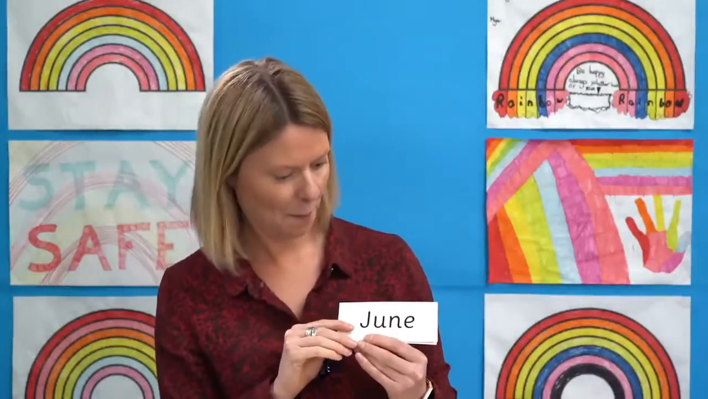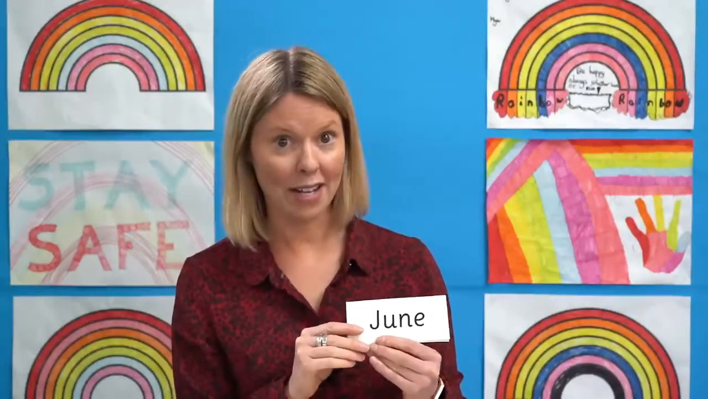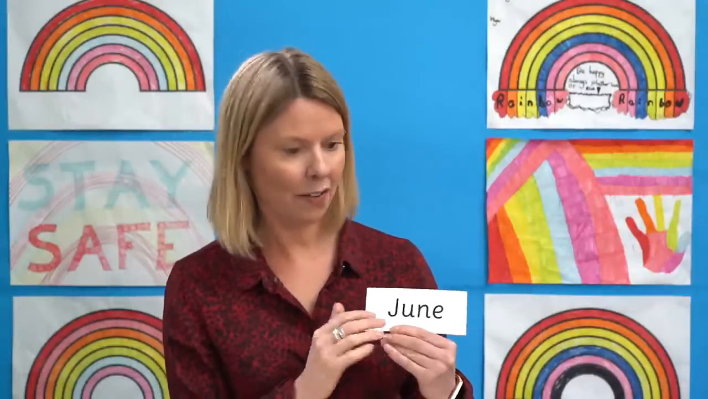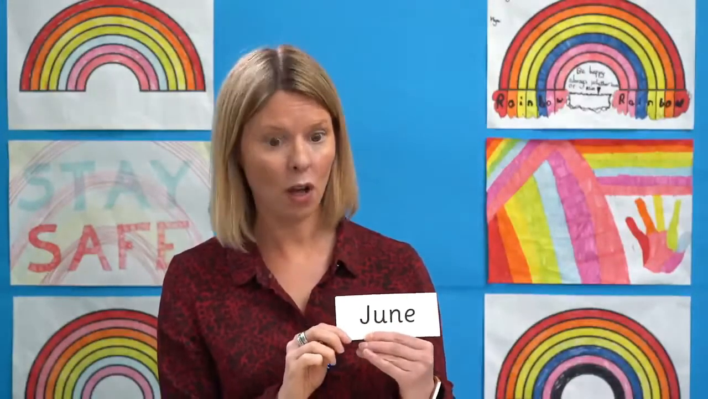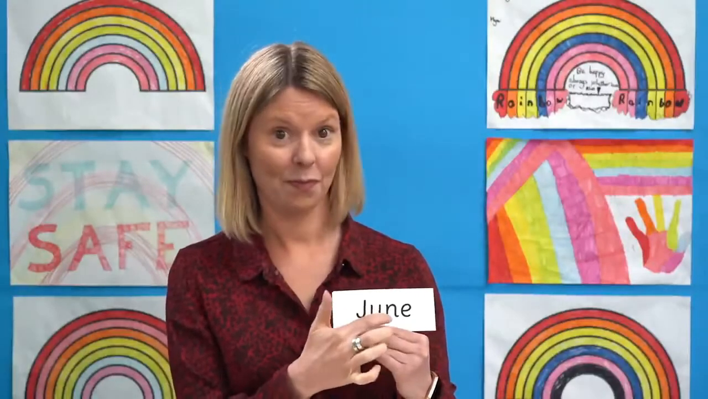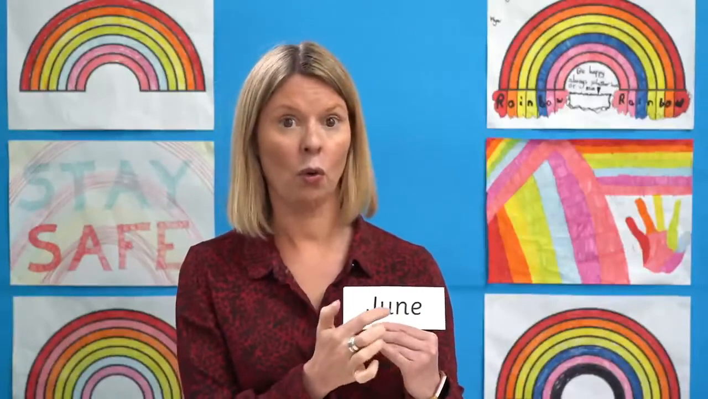Can you spot the split vowel digraph? You're right. The split vowel digraph is oo. Read each sound as I point. Now blend and read the word. June. June is the month after May.